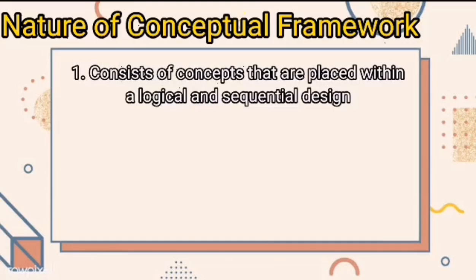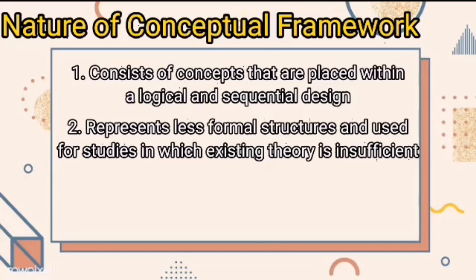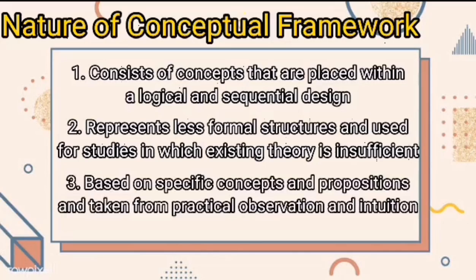Structure of conceptual framework. Number 1 consists of concepts that are placed within a logical and sequential design. 2 represents less formal structures and is used for studies in which existing theory is insufficient. 3 is based on specific concepts and propositions and taken from practical observation and intuition.